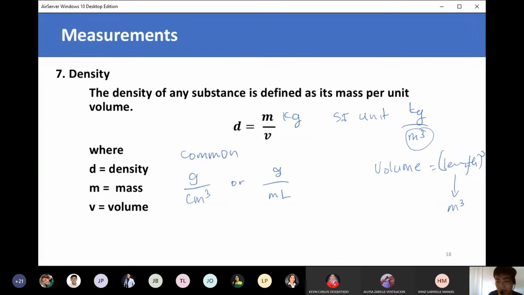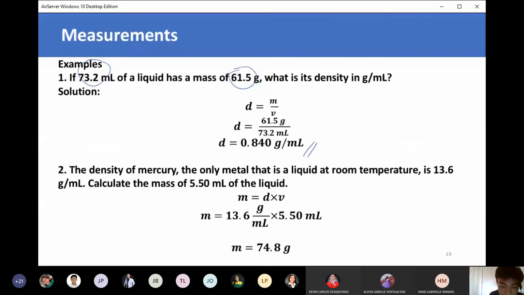Instead, we use mLs, no? 500 ml, 1 ml, so on and so forth. So hence, there is a common unit for density. Yun lang, short ko lang.